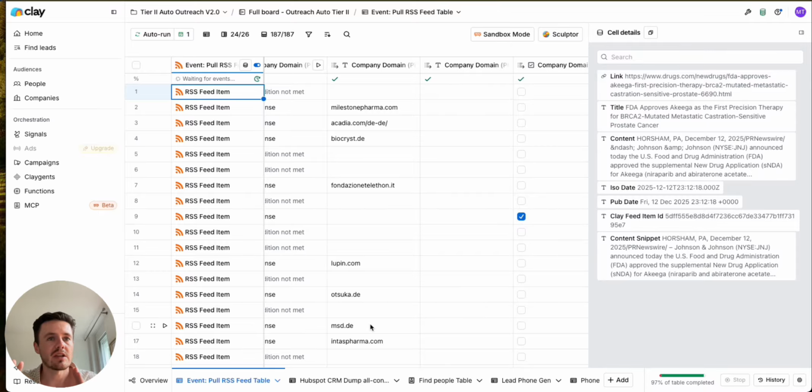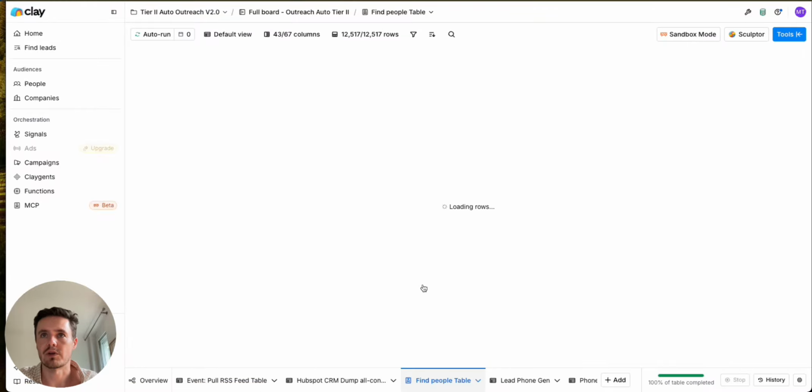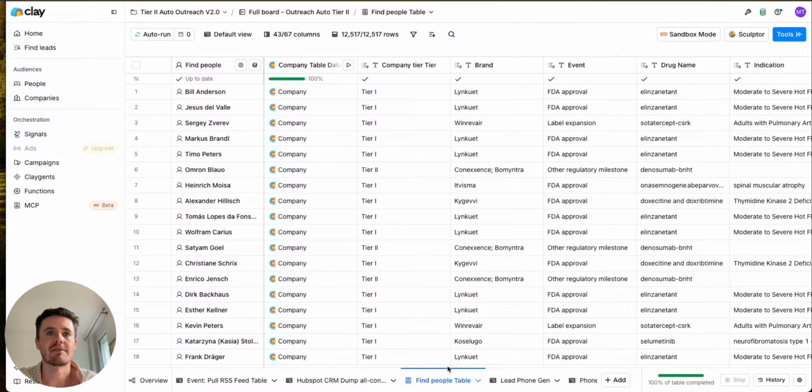Now, another thing to keep in mind is we didn't have the tier of Clay that had the live connection with HubSpot. So to get around this, I would dump the entire CRM as a CSV into this, and I would have it cross-check the data to see if we already had any contacts in this company. Then we could save these credits. Okay, so this would be that table. I can't show it for obvious reasons. And this is the find people table.